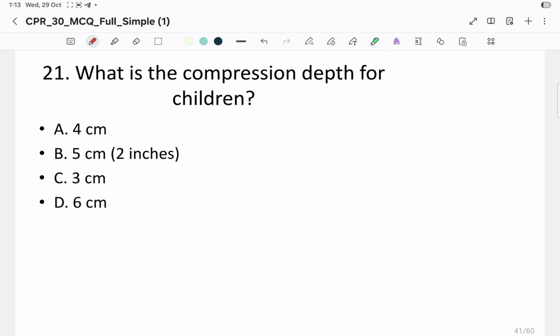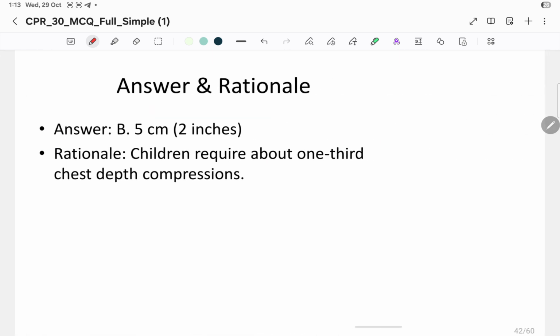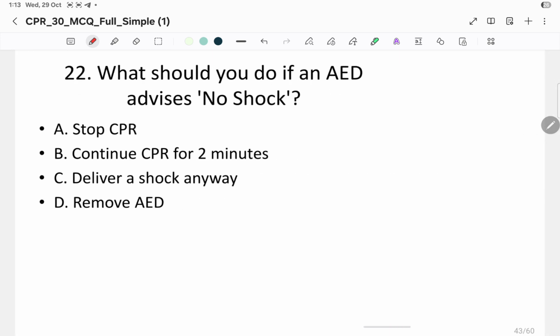Next, what is the compression depth for children? A, 4 cm, B, 5 cm and 2 inches, C, 3 cm, D, 6 cm. And the correct answer is option number B. So the compression depth for adult and children is 5 cm or 2 inches, and for infant is 4 cm or 1.5 inch. Clear?